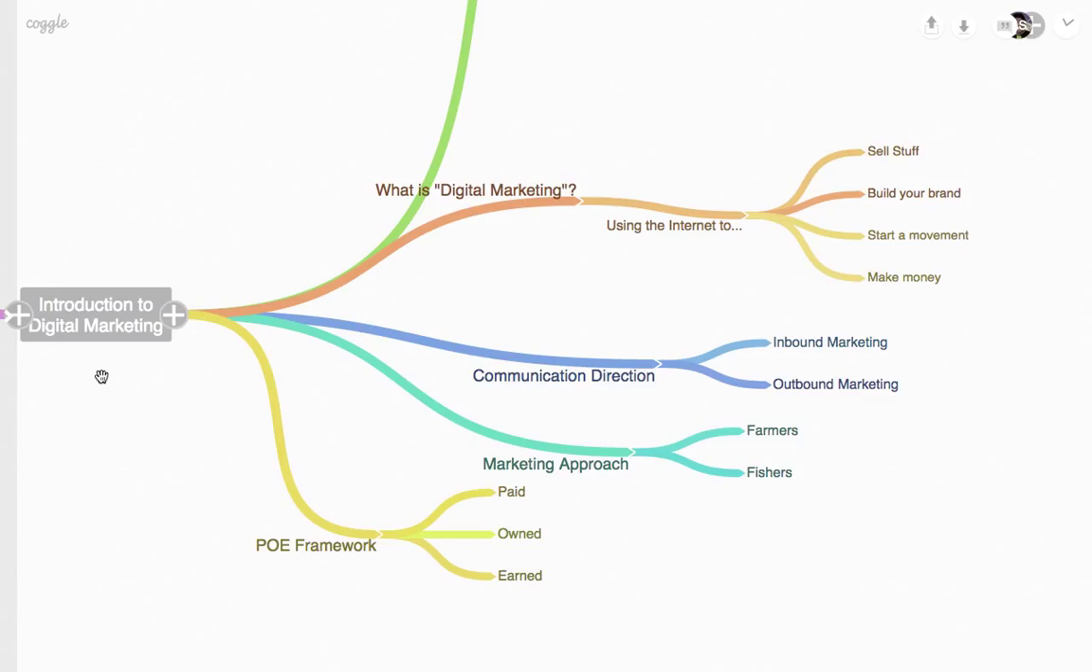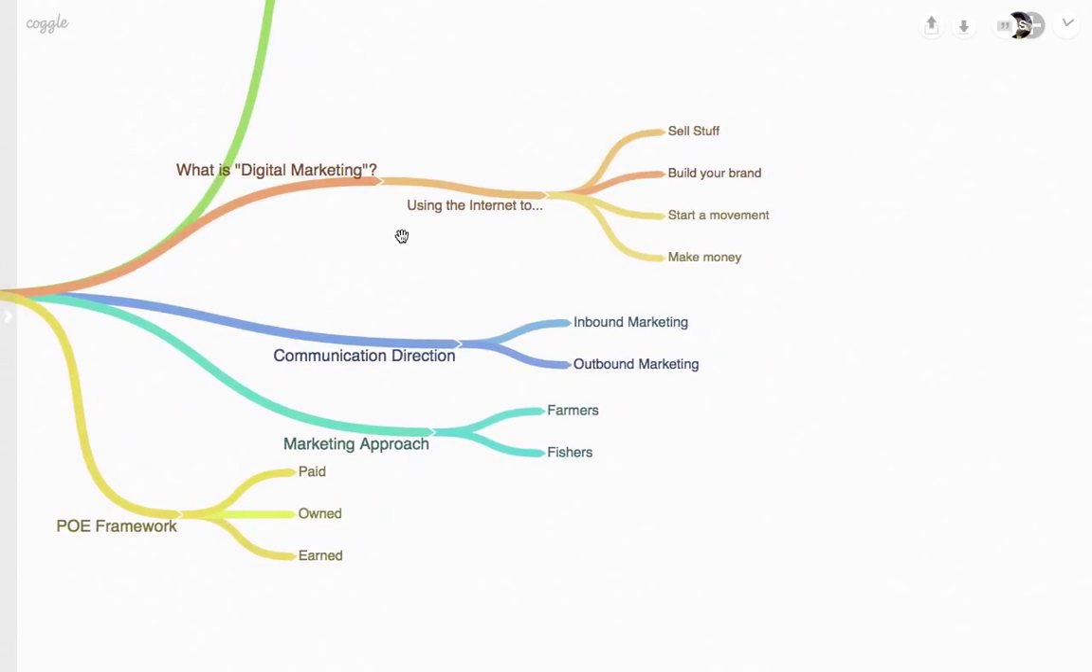Let's start with what is digital marketing? Well, I define digital marketing as using the internet and allied communication networks to one, sell stuff, two, build your own brand, three, start a movement, and four, make money in any way that you can. Well, obviously, there are more expansive definitions of digital marketing available given by old boring people, but I'm not going to go into that. For most intents and purposes, this should be good enough.